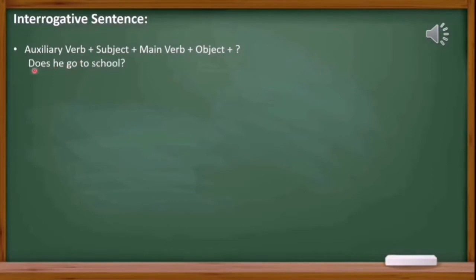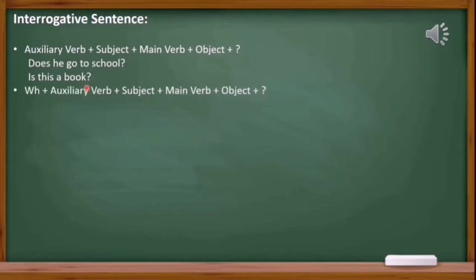An interrogative sentence could be of two types. Let me see which one starts with a helping verb. Like, does he go to school? Here, does is the helping verb. He is the subject. Go is the main verb and to school is the object. Second example you can see, is this a book? Here is is as well a helping verb or auxiliary verb. This is a subject and a book is the object. Here the main verb is missing.